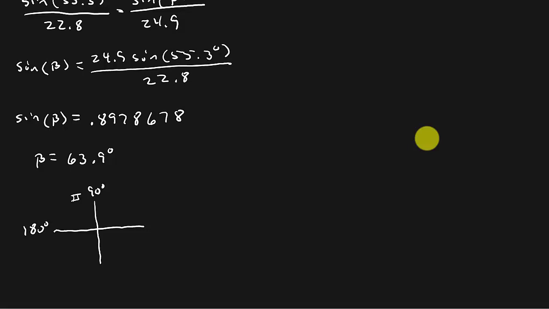So sine beta is positive in the first and second quadrant. So what that means is we have a possibility of two triangles as our solution. Okay, we've got a possibility of two triangles being our solution. Now, key word there, possibility. Okay, possibility. So let's see.